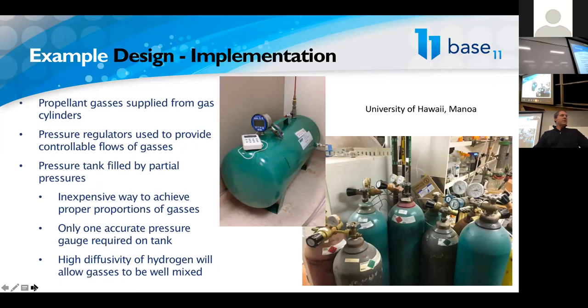This system was actually implemented at the University of Hawaii at Manoa, and there you can see some photographs of the setup. The cylinders with pressure regulators, and you can see, at least what we could find in the photographs, some tubing going from the pressure regulators. We can see on the pressure tank that there's a relief valve coming off the side of the tank, a single line with a valve where the individual gases come in and the mixture goes out on the top, and presumably a very accurate digital pressure gauge on the tank itself.